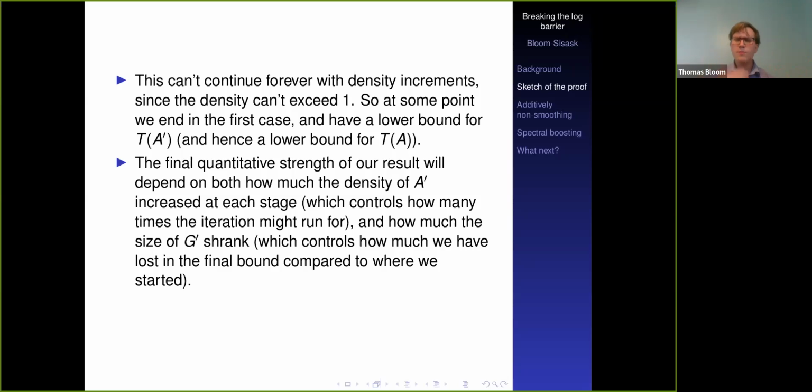Okay. So in terms of what the final quantitative strength of the result one gets, that's a very direct function of these two parameters. So how much does the density increase at each stage, and how much does the size of the subgroup decrease at each stage? To keep this talk from being too technical and chasing around parameters, again, I'm not really going to talk about the quantitative strength of the kind of increments that we achieve. You can consult the paper for that.